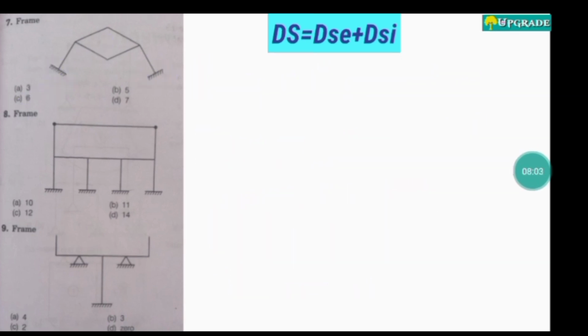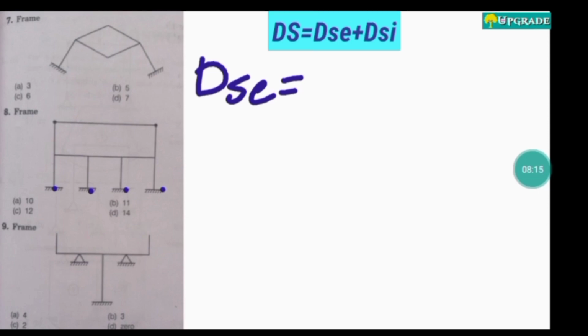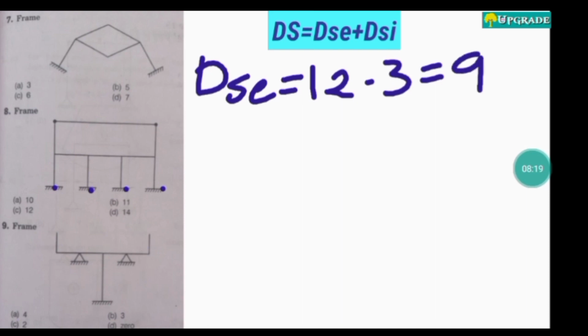Question number 8. So that is DSC. So the formula R minus 3. So R is nothing but reactions. So all supports are fixed. So we know that fixed support have 3 reactions. So that is 3 4s are 12 reactions. So minus 3. So 12 minus 3. So the answer is 9.